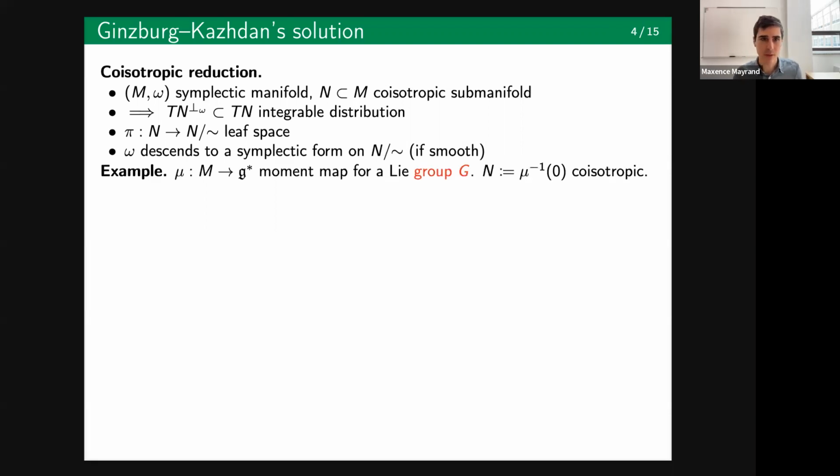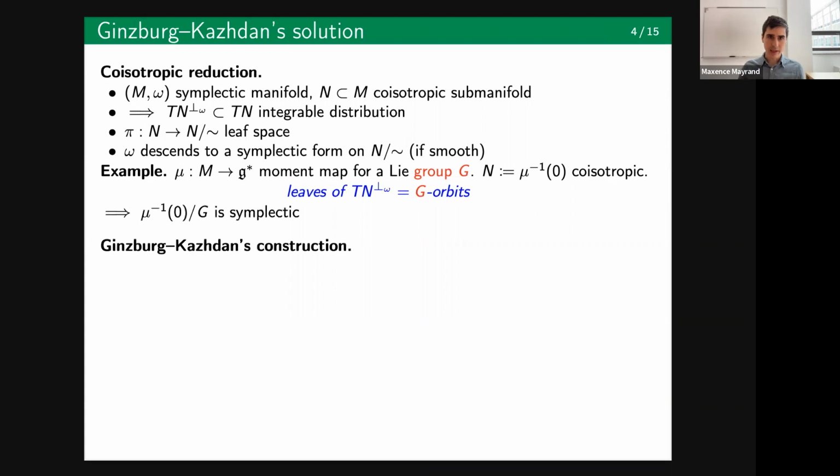The main example that everyone knows is if you have a moment map for a Lie group action, you take the pre-image of 0 under the moment map. And somehow the miracle of symplectic reduction is that in this specific case, the leaves of this distribution are precisely the G orbits for the action of the group G you started with, which explains why the quotient by G of the 0 level set of the moment map is a symplectic manifold if it's smooth.